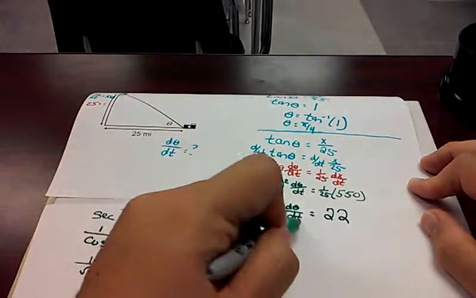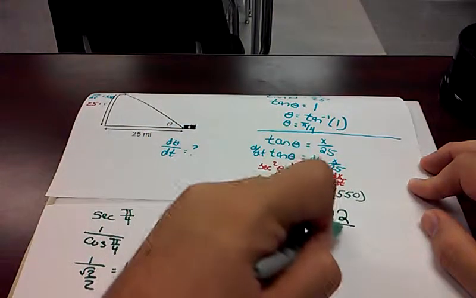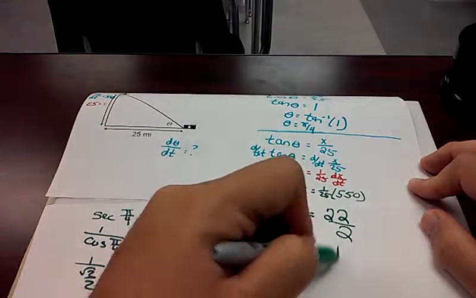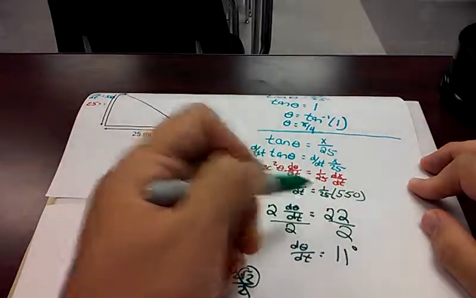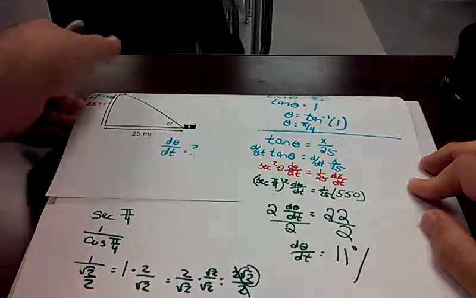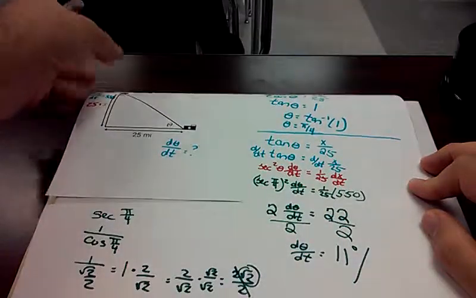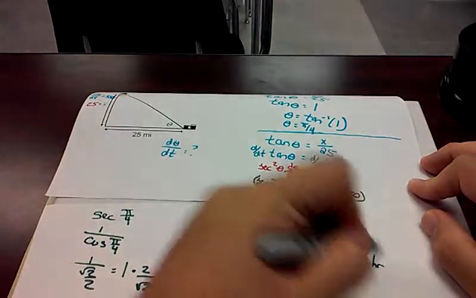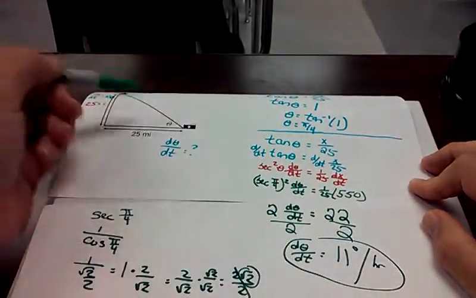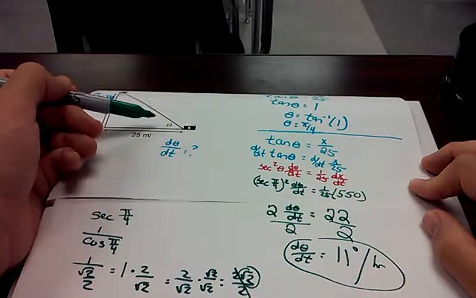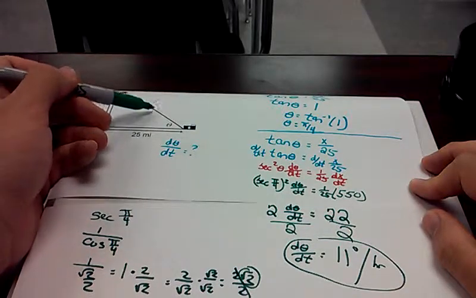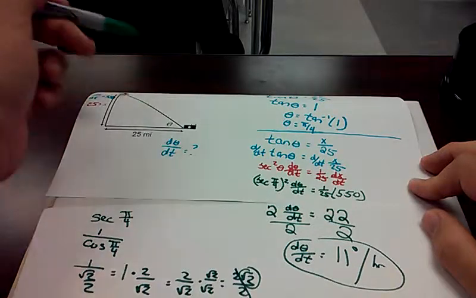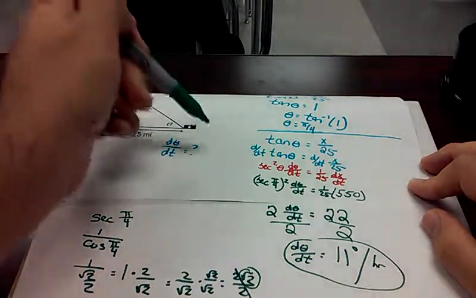And then to solve this for d theta over dt, I'm just going to divide by 22. And so I get my answer is 11 degrees per, I think that was second originally, nope, degrees per hour. So in other words, that angle is increasing at 11 degrees every hour. Because if you notice, the rocket's going to be shooting off, so that angle is going to be getting bigger. So it is increasing.